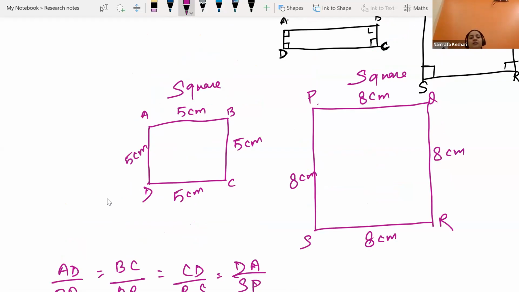Instead of 5 and 8, even if I take here 6 centimeter, there 11 centimeter, still the ratio will be the same. Instead of 5, any measurement you have, one square, another square, whatever be the measurement, it will always be similar. But these two are not congruent. These two are not congruent figures. Getting it?